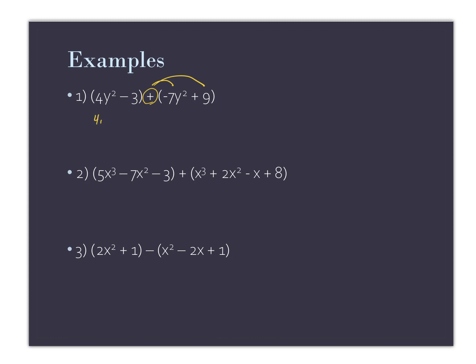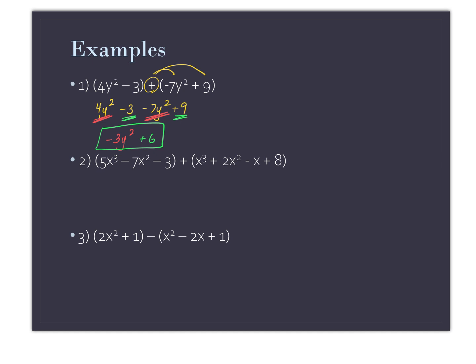So I can even rewrite this as 4y squared minus 3 plus -7y squared plus 9. And so I can just seek out my like terms, and I know that 4y squared and -7y squared are like terms. 4 plus -7 is -3y squared, and then I go to -3 and +9, and that adds up to +6. And so this is the final answer. So it's that easy. You don't have to rewrite it like I did.